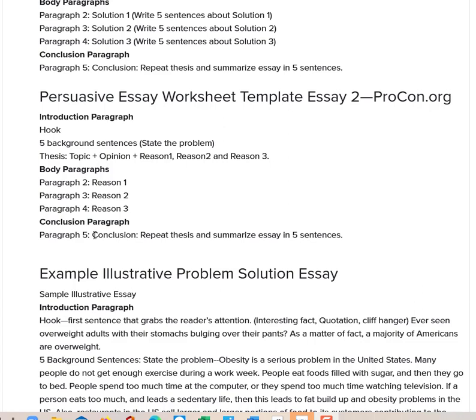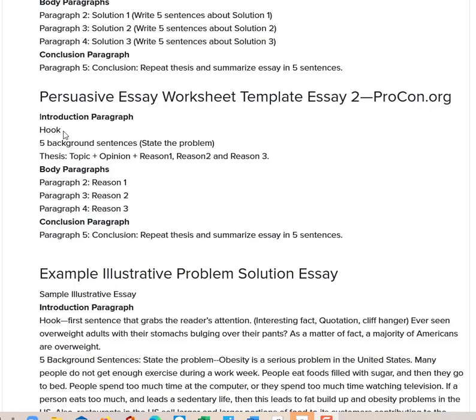In a persuasive essay, you want to convince the reader of your point of view. You want to convince the reader that your point of view is the best point of view, or is the correct point of view. So you can find a lot of topics for your persuasive essay at procon.org.